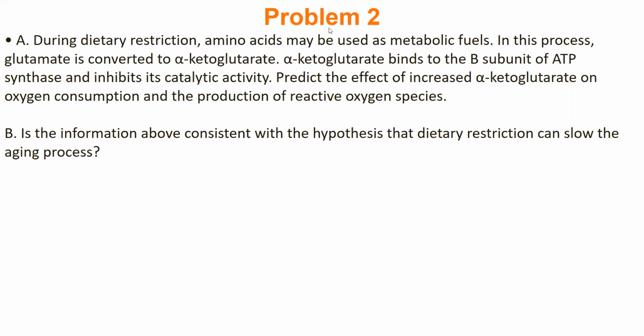Let me just start drawing out this idea again. So you can use amino acids to get energy, and you convert them basically into alpha-ketoglutarate. And alpha-ketoglutarate can bind to and inhibit ATP synthase. So the idea here is that if ATP synthase isn't running, then the whole oxidative phosphorylation machinery could slow down.